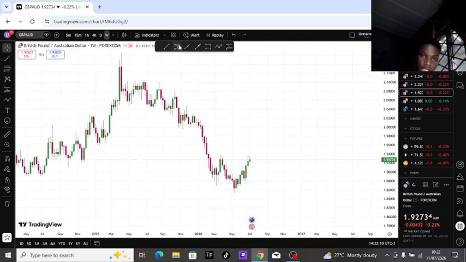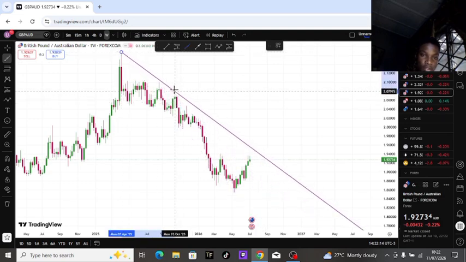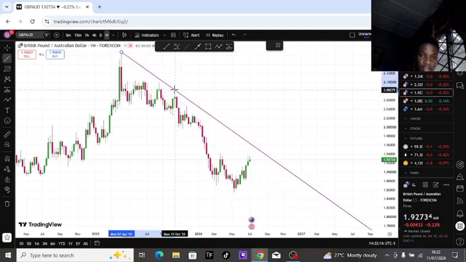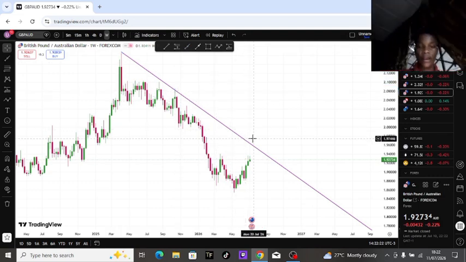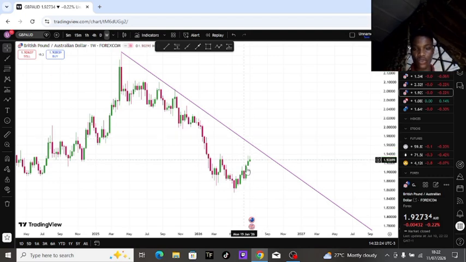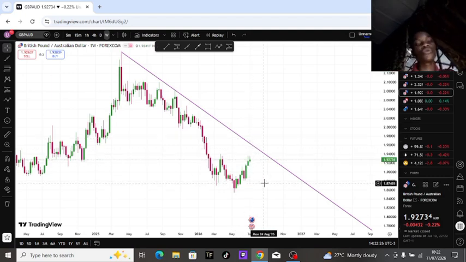Okay, let's see. We have this drop down right there and connecting these highs together. What are you seeing? What I'm seeing is that we are going to be having this touch right here before even going down.